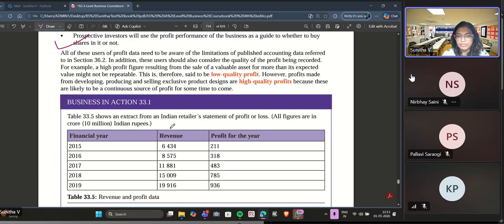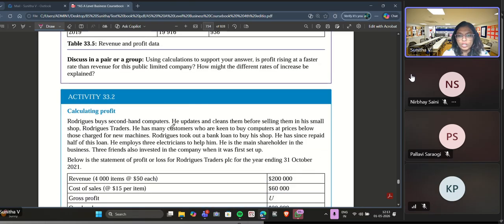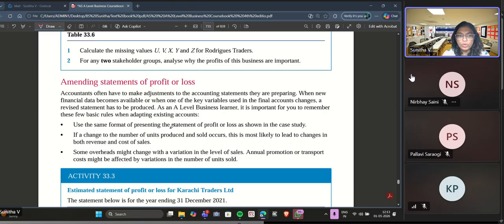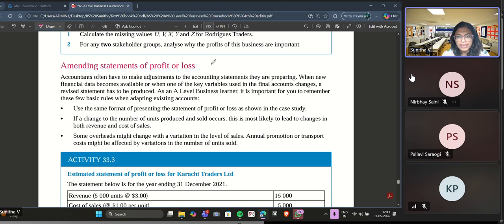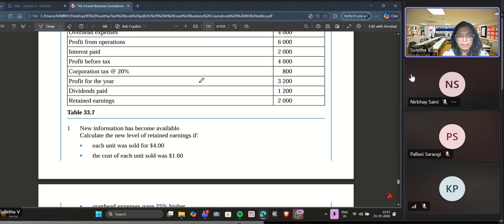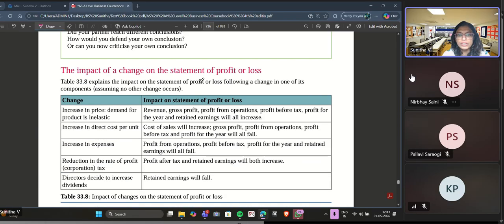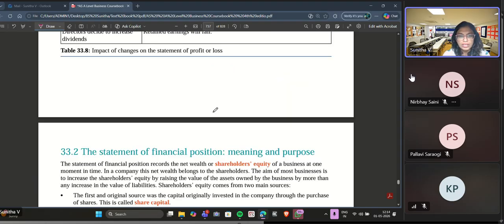This is enough. Okay. All these can be crossed out. We don't want this amendment, so please cross it. It will not come. Do not revise. Don't spend time. Impact of changes also is not coming. So you can put a cross.